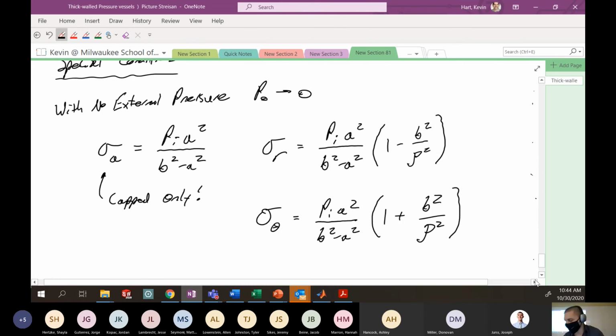Notice here my axial stress is not a function of rho, so it doesn't matter how far into the cylinder you go. It's going to be the same at every location. That's different than these guys, which depend on rho. So if we have only internal pressure, let me ask a theoretical question. Where will the radial and hoop stresses be the greatest? So these 2 guys here.